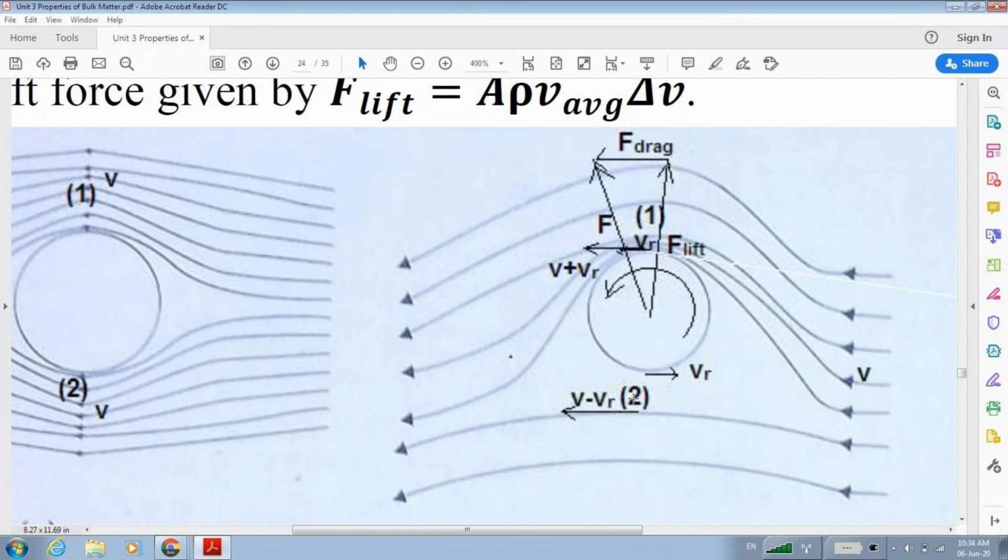And from the equation of continuity we already know AV equals constant. So if you take a particular area of cross section in the air medium, taking AV equals constant, velocity is inversely proportional to area. Also we already discussed, when the velocity is more, how will the pressure be? It will be less. When the velocity is less, the pressure will be more.